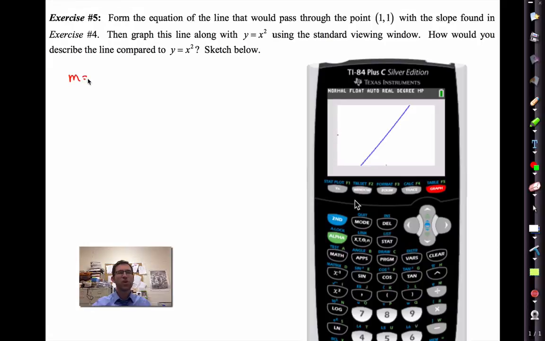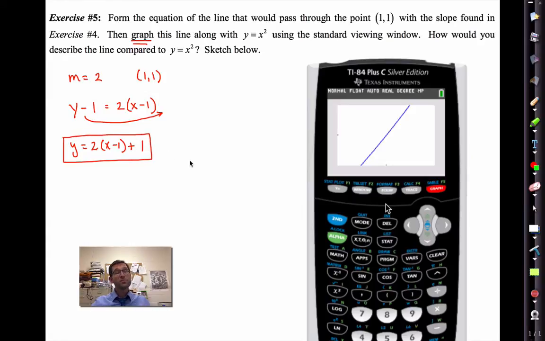Let's assume that the slope was exactly 2. We could use the 2.0004, that would be fine, but I'm going to use this. So I've got a slope and I've got a point, right? So we can form the point slope form of a line, y minus 1 equals 2 times x minus 1. Now keep in mind that I want to graph this along with the parabola. In order to graph it, I have to have it in y equals form. So I'm going to write it as y equals 2 times x minus 1 plus 1.